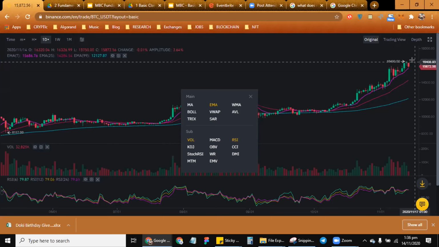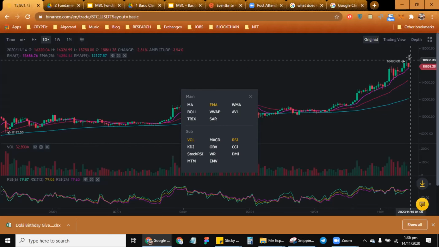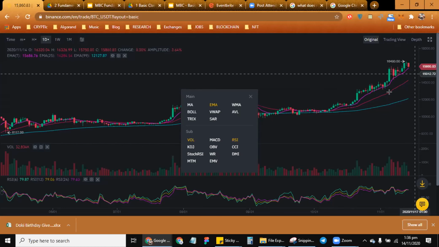Do you understand? That's basically what makes the currencies go up and down. So probably at least 16,000, the people that bought here want to take profit and sell here. So people that bought here want to take profit and sell here. Do you understand?